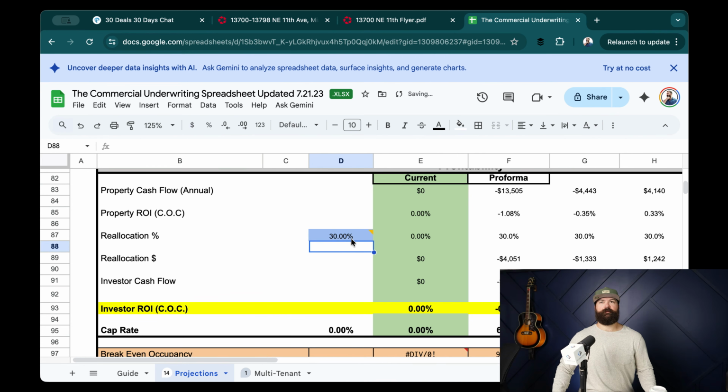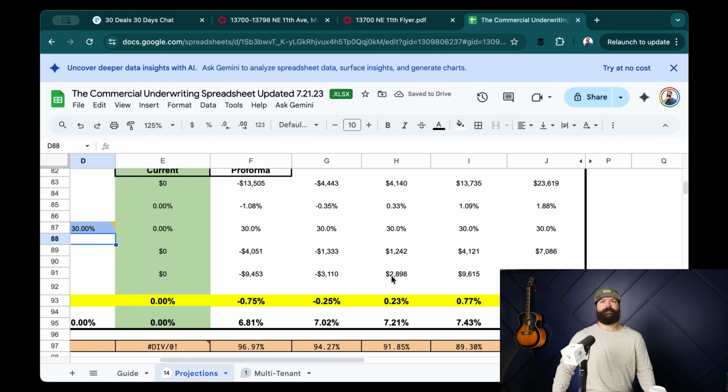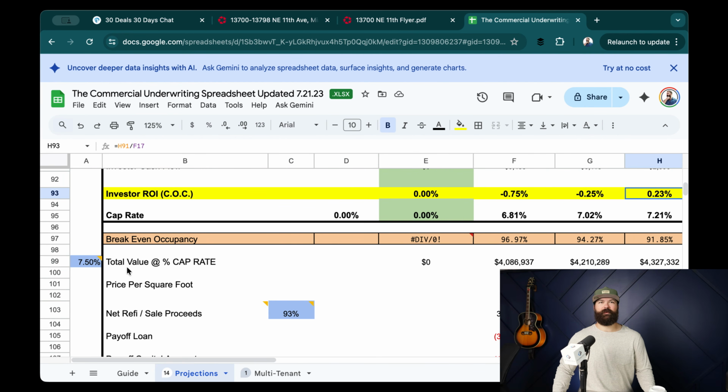Say we're taking 30% because we're raising capital for it. Oof, not too excited about this, right? We're losing a little bit of money the first couple of years. Typically expected in a turnaround. This isn't a heavy turnaround, though.